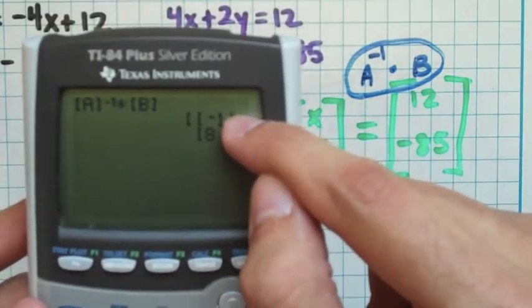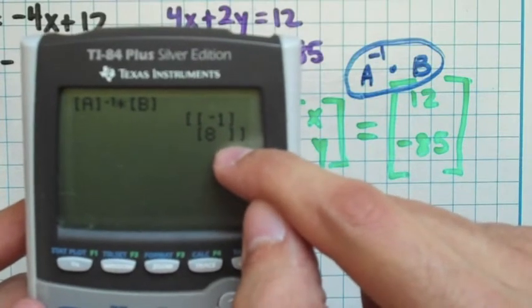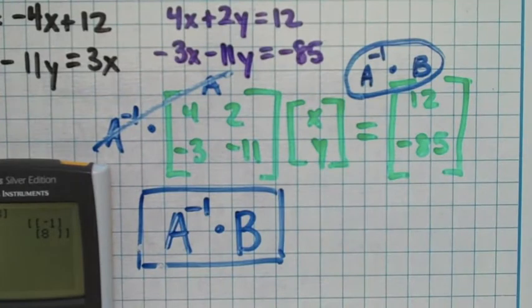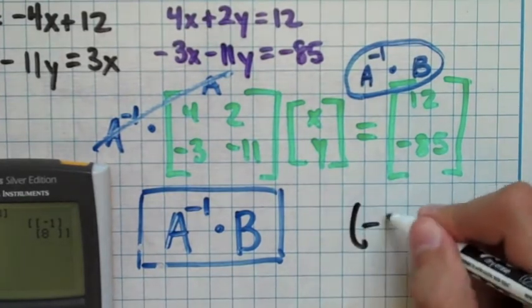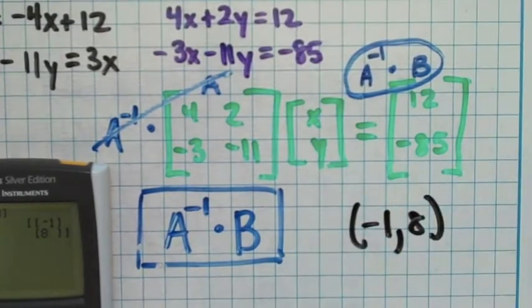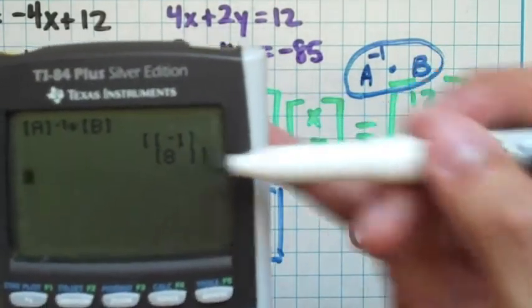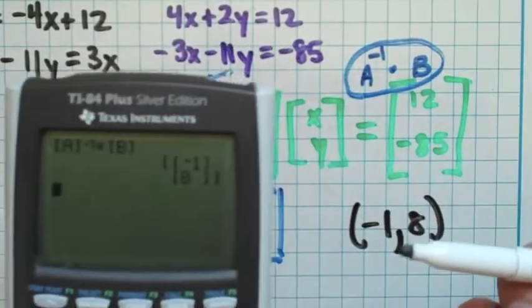I got a -1 for x and an 8 for y. And if you look back a few videos, that was the answer to the problem, -1, 8. So once you get your output on the calculator, it just goes in alphabetical order, assuming that's how you typed it in. So you have x, you have y, write down your answer, and you're done.